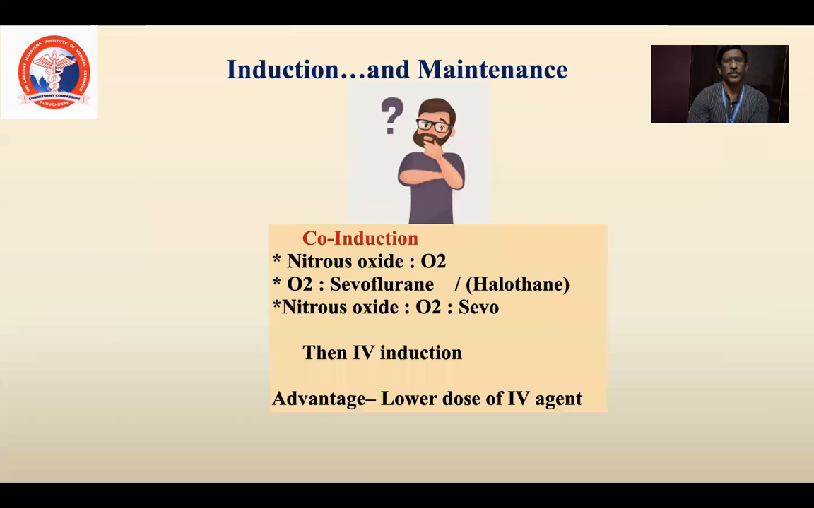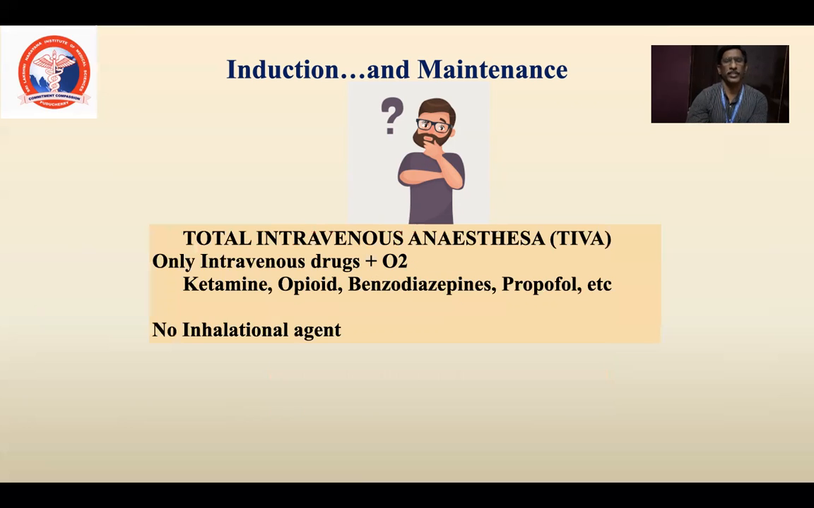So what do you mean by co-induction? We use nitrous oxide and oxygen, or oxygen and sevoflurane, or all three, and then give IV induction. So you are inducing with both inhalation as well as intravenous induction. This is called co-induction. What is the advantage? The intravenous agent dose can be reduced and hence the side effects can be reduced.